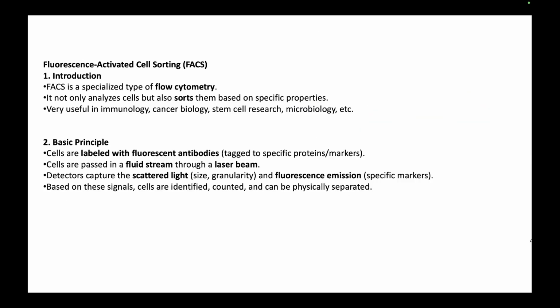Then you have FACS, which is the fluorescence activated cell sorting method. This is also a specialized type of cell cytometry. It not only analyzes the cells but also sorts them based on specific properties. So it is very useful in immunology, cancer biology, and all these techniques. Here cells are labeled with fluorescent antibodies, which are tagged to specific proteins or markers. These cells are passed in a fluid stream through a laser beam, and detectors capture the scattered light on the basis of size and granularity and the fluorescence emission. So based on these signals, cells are identified, counted, and can be physically separated.